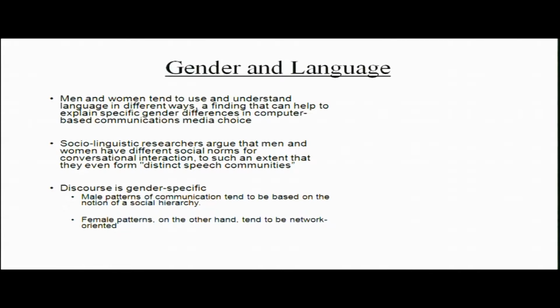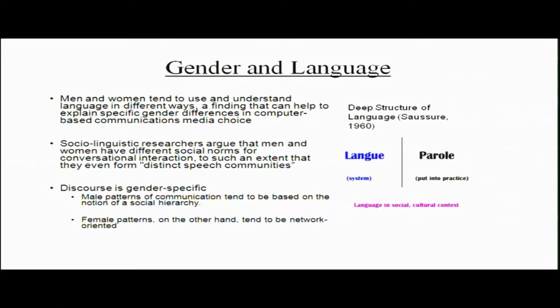Another way of looking at how technology has played an important role within the domestic spaces is to look at gender and language and the role of technology in that. So we have seen that men and women tend to use and understand language in different ways, a finding that can help to explain specific gender differences in computer-based communication media choice.